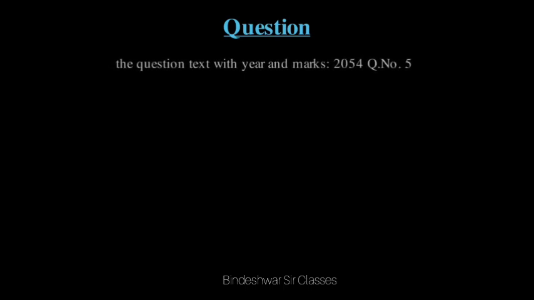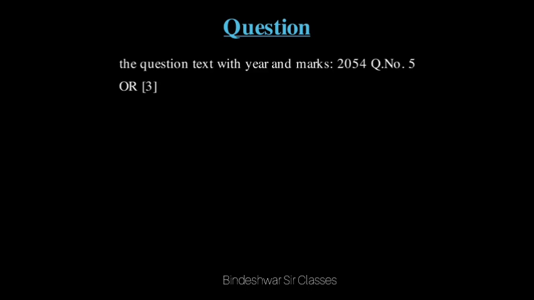In this video, we'll be tackling a classic problem on buoyancy and forces from the year 2054, question number 5, or. This question is for 3 marks. The question reads, a string supports a solid iron object of mass 180 grams, totally immersed in a liquid of density 800 kilograms per cubic meter. The density of iron is 8,000 kilograms per cubic meter. Calculate the tension in the string.